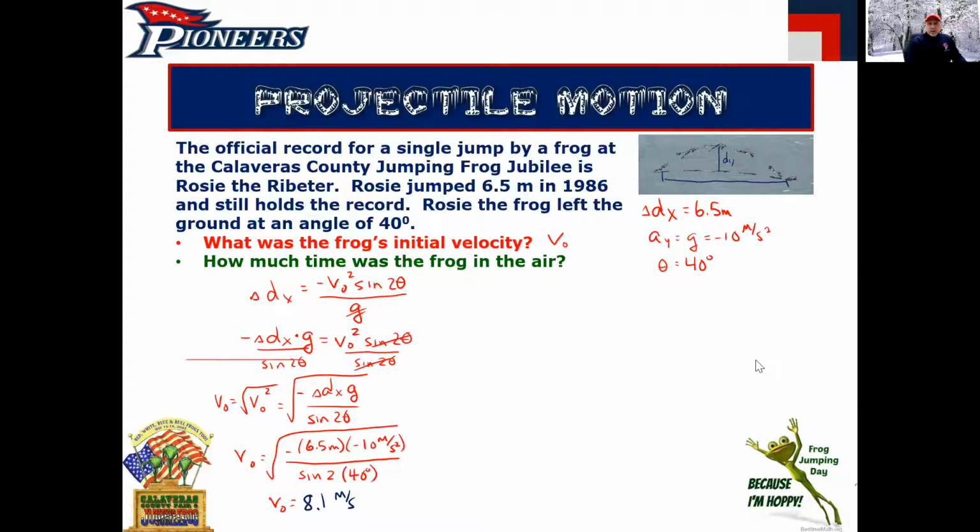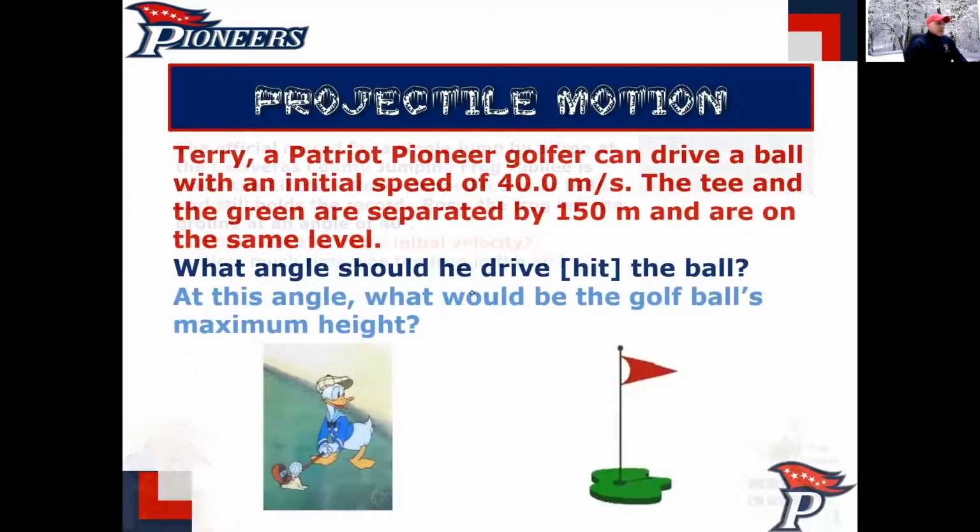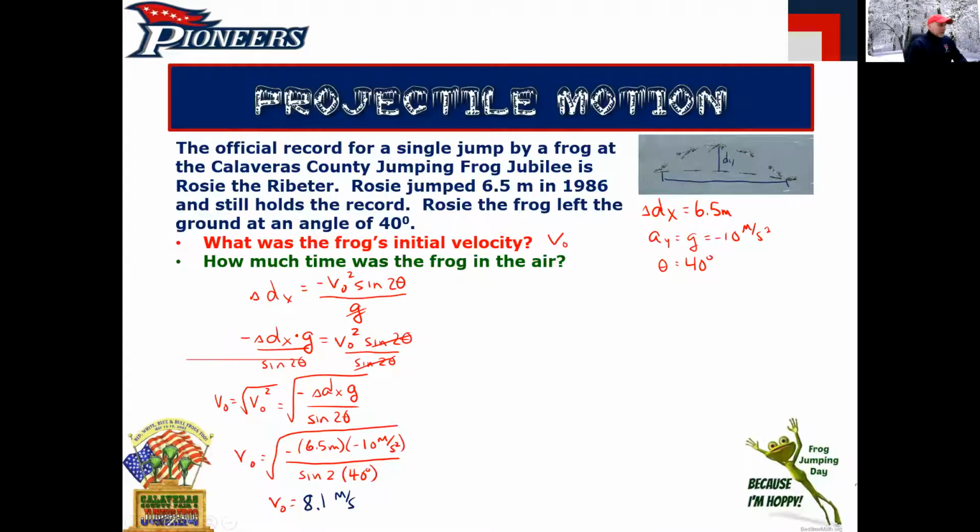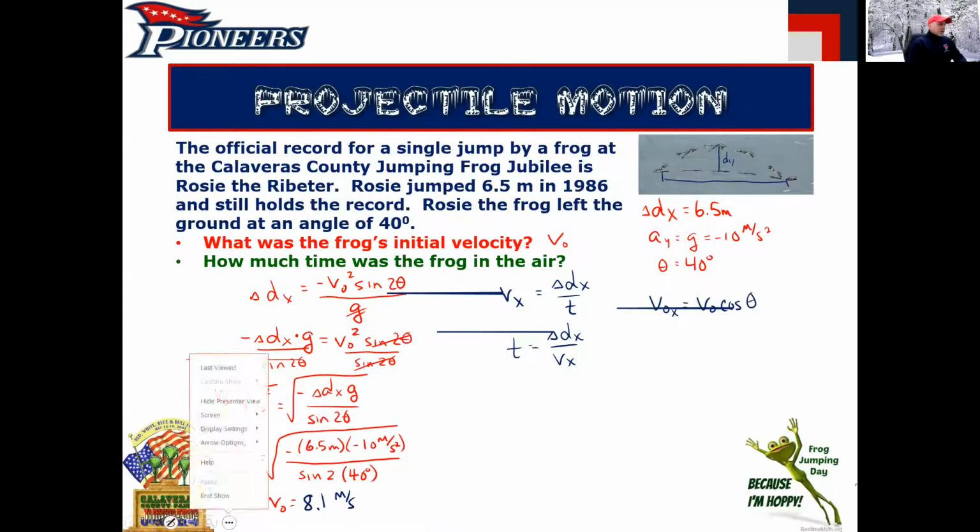I would use the x equation always, right? Whenever you can. Right? If we can use this equation to solve for time, that's the way to go, because all you have to do is divide the horizontal distance by the horizontal velocity. So now we need to find the horizontal velocity. We found the initial velocity, but now we multiply that by the cosine of theta.